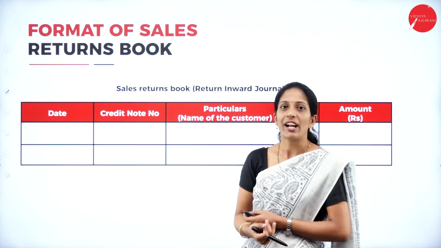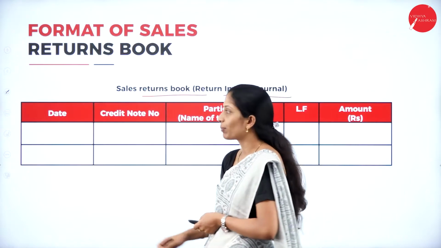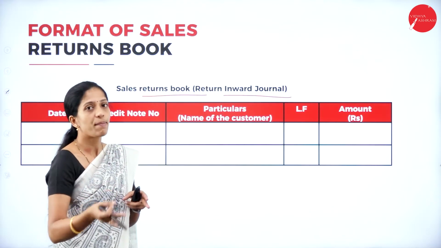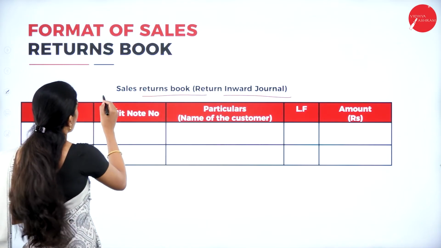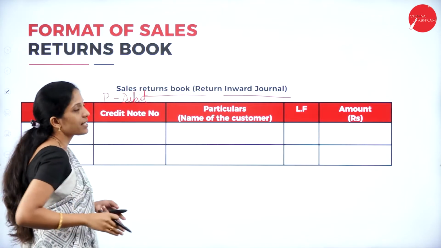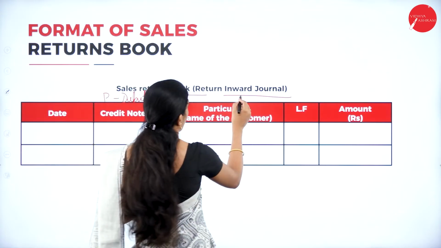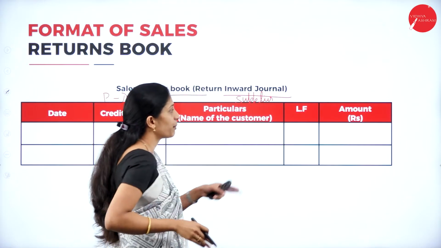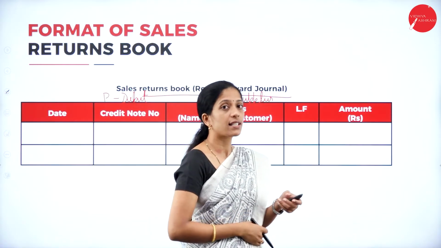Now moving on to the format of sales returns book. So how do you write the sales returns book? Only few changes you have to make. So your first column remains same, date. Whereas in purchase returns book it is debit note number, whereas in sales returns book it is credit note number. And name of the customer. In purchase returns book it is name of the supplier, whereas here it is name of the customer, ledger folio as well as amount. So this is a simple format of sales returns book.